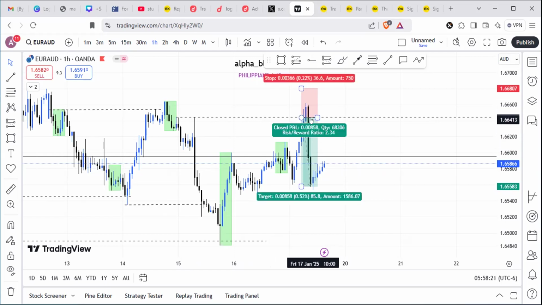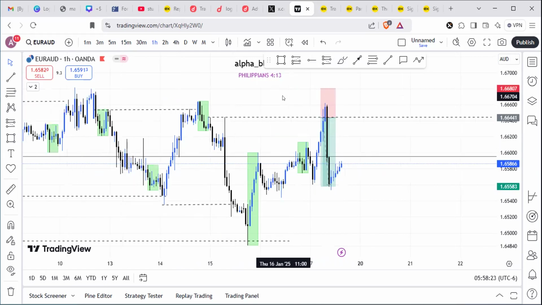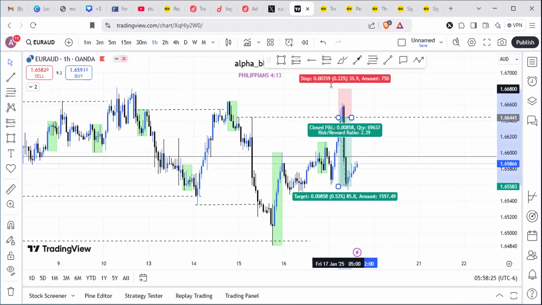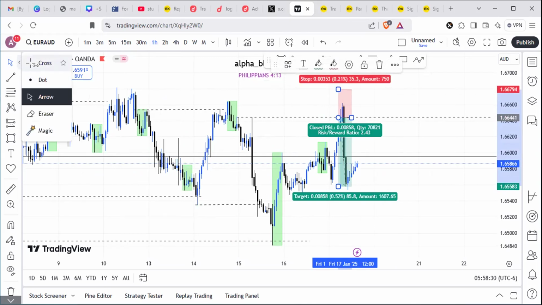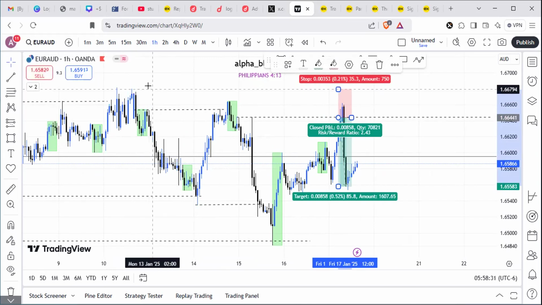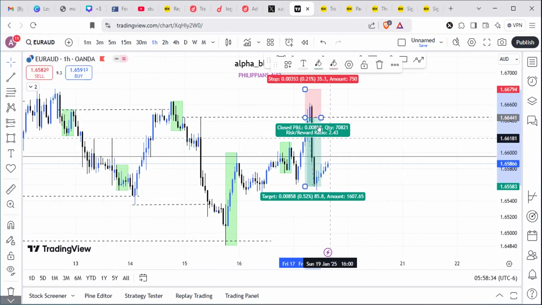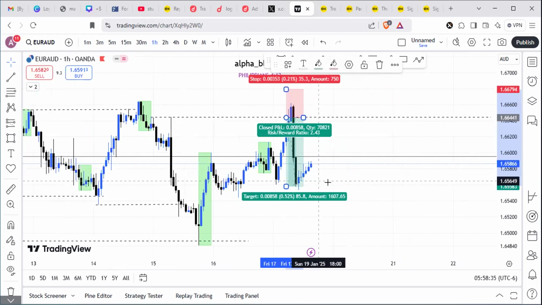I put my entry right on the structural liquidity, and I put my stop loss at this high. I just wanted to have a wide stop loss, so I put it at this high. And then price came, and boom, straight into profit. About 1 to 2 hours. I closed this straight at 1 to 2.